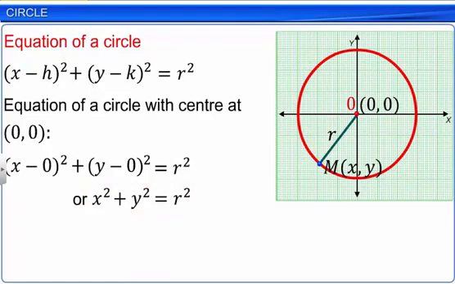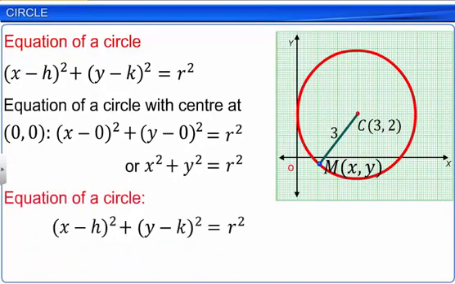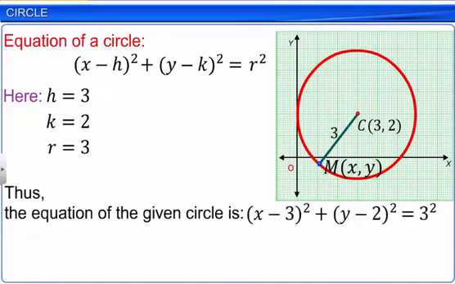Let us find the equation of the circle with the center at the point (3, 2) and radius 3 units. Here, the x-coordinate of the center, or h, is equal to 3. The y-coordinate of the center, or k, is equal to 2, and the radius r is equal to 3. Putting in the values of h, k, and r, we find the equation of the given circle.